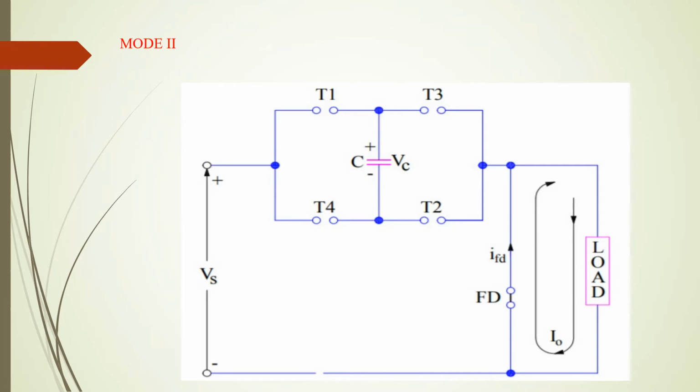As the freewheeling diode is conducting, it acts as a short circuit. At the short circuit, the voltage across the freewheeling diode is 0. Hence, it is connected across the load. The voltage across the load is also 0, but the current I0 is flowing in the circuit, which is in the positive direction.